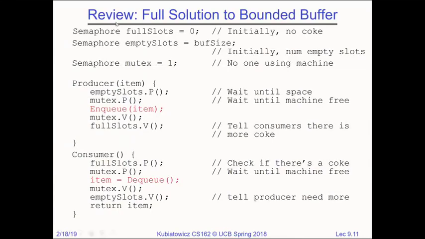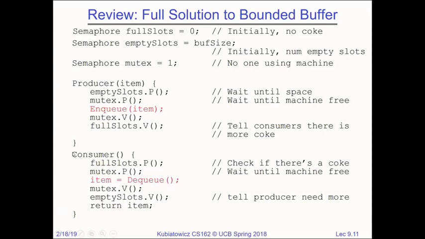When we produce a new can, we first wait until there's space in the machine, then we grab the mutex so that we don't screw up the queue. We enqueue something, we release the mutex, and then we wake up anybody waiting for the Coke. Then the consumer basically says, if there's a Coke, go ahead and grab the mutex, which will let us dequeue safely, release the mutex, and then tell the producer we can use more Coke in the machine, and return the item.